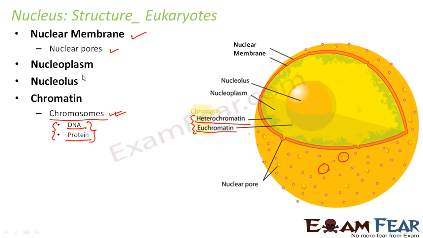Inside the ball you have a fluid filled everywhere, that is the nucleoplasm. Now in that nucleoplasm, at the center, you have another small ball, that is the nucleolus. Again in the nucleoplasm, other than the nucleolus, you have some thread-like structures. These thread-like structures are the chromatin. So these are basically the four important structures of the nucleus. Correct? Okay.